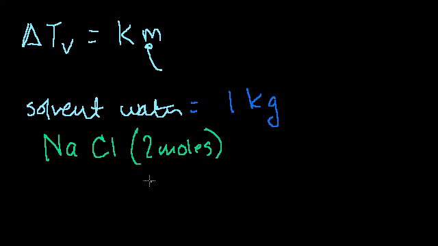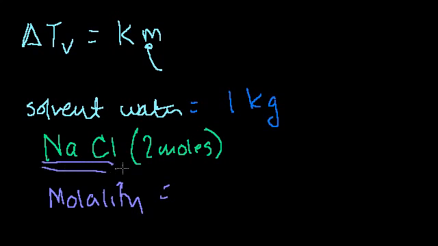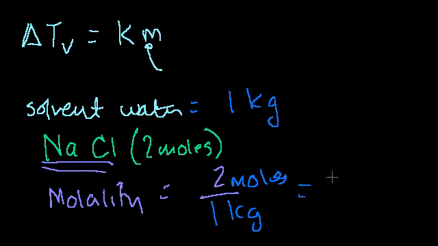So first of all, you just have to figure out the molality, which is just equal to the number of moles of solute, 2 moles, divided by the number of kilograms of solvent. So let's say we have 1 kilogram of solvent. So our molality is 2 moles per kilogram. So we just have to figure out what this constant is, and then we'll know the temperature elevation.